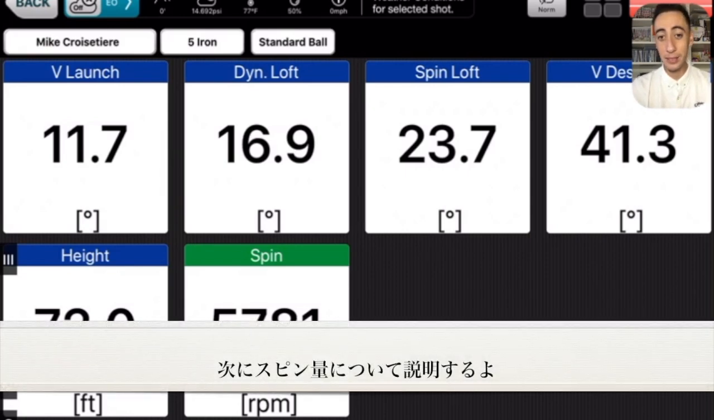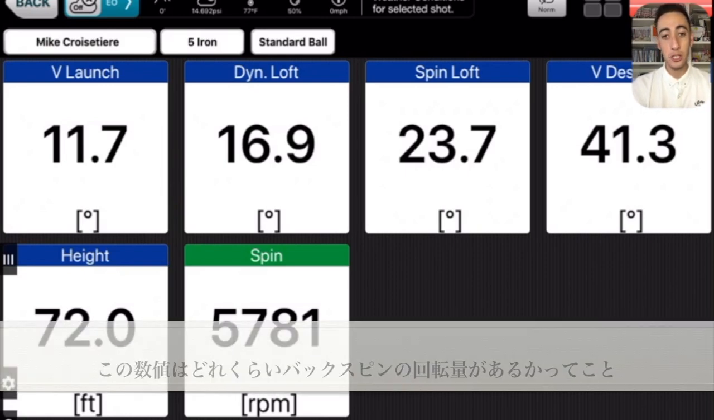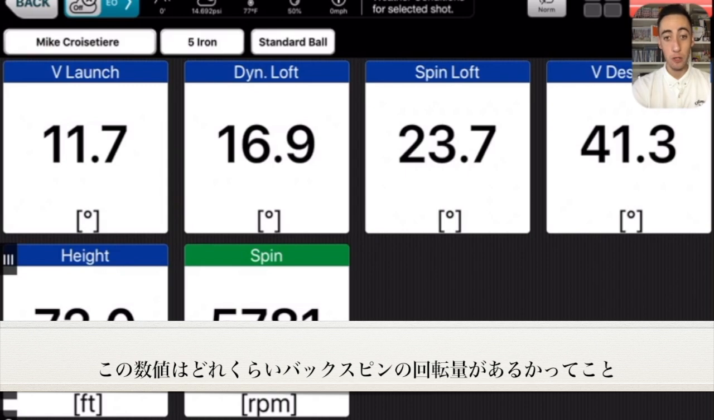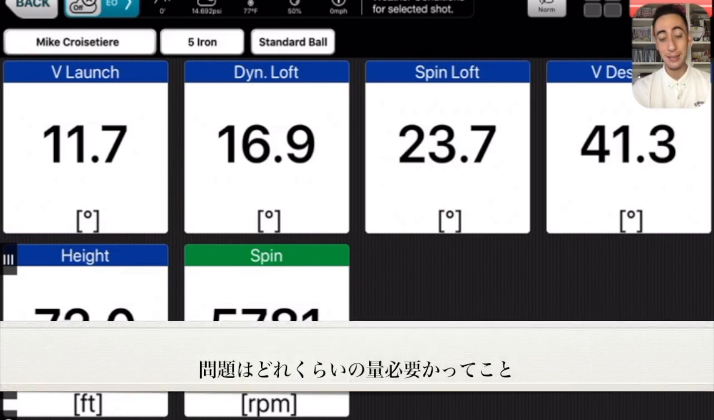All right, last but not least, spin rate, which I'm sure all of you kind of know. Spin rate is just how much backspin the golf ball has. They measure it in revolutions per minute. And really, spin rate depends on how much backspin you want to have or how little backspin you want to have.